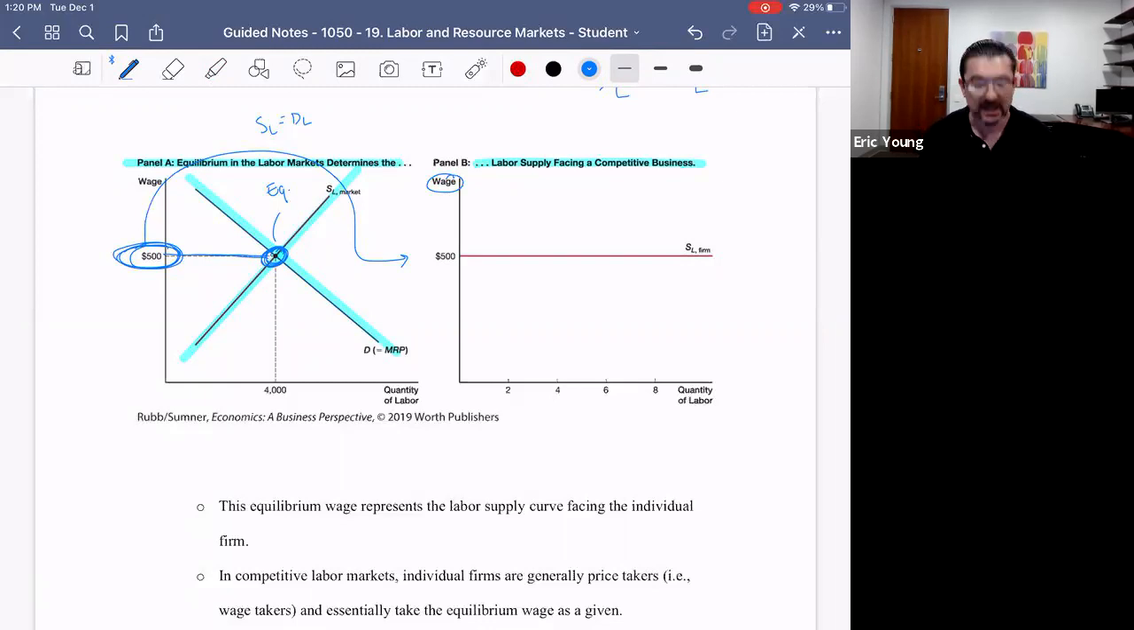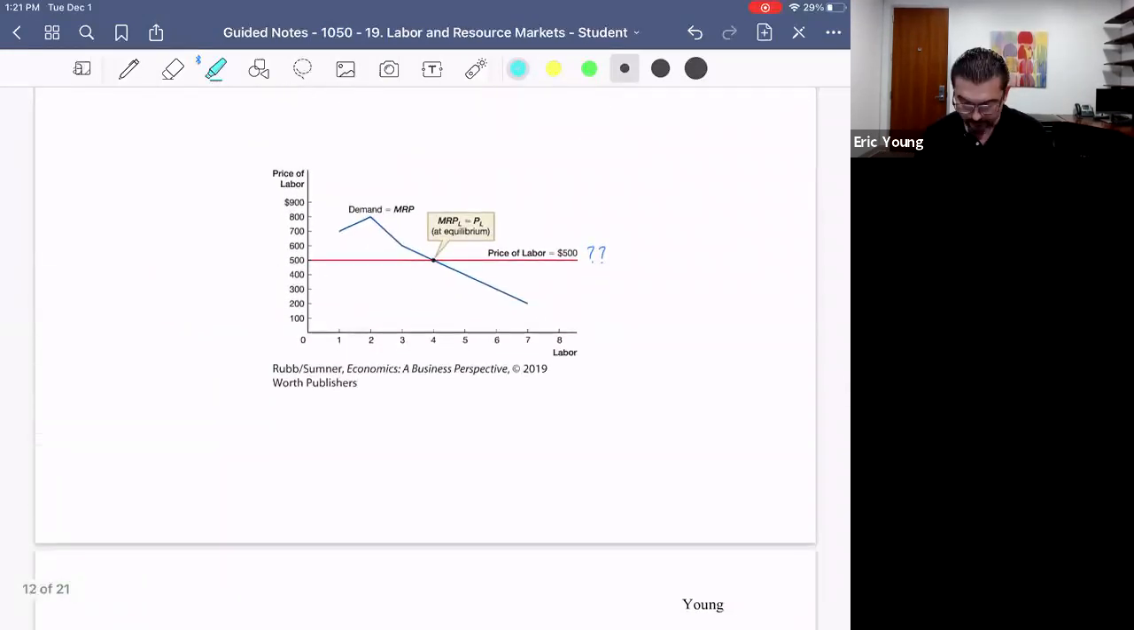Because remember, wages are just the price of labor. So this number goes over here, and this becomes the wage that the firm is faced with. Notice again that because the firm is a price taker, we assume that the firm can hire as many workers as it wants, but it has to pay that market wage rate. In this case, $500. This gives us a perfectly horizontal, perfectly elastic labor supply curve, and this is what the firm faces when it makes its decision. This is how we built this model, okay?